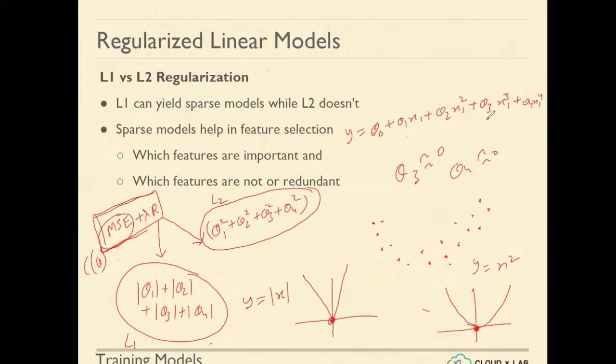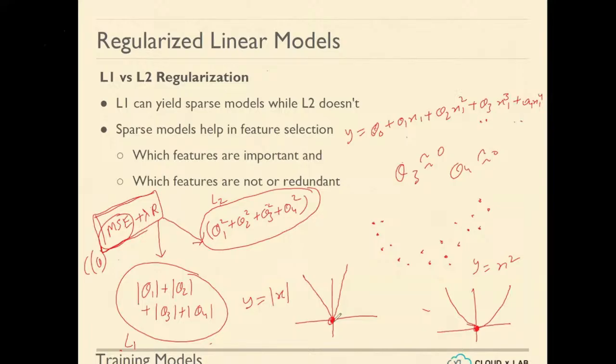So let's say theta 3 is not required, theta 4 is not required. The regularization will make theta 3 exactly 0, theta 4 exactly 0, if you use L1 regularization. But if you are using L2 regularization, theta 3 and theta 4 will become very small, nearly equal to 0, but not exactly 0. With L1, if theta 3 and theta 4 are not required, it will make them exactly 0, right?